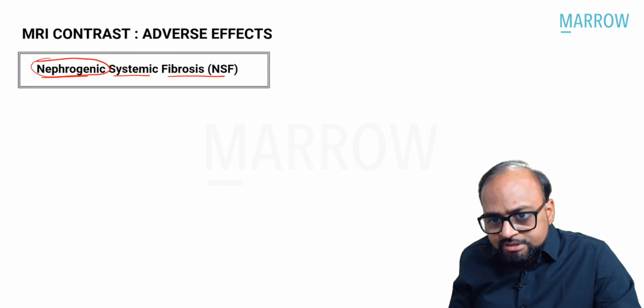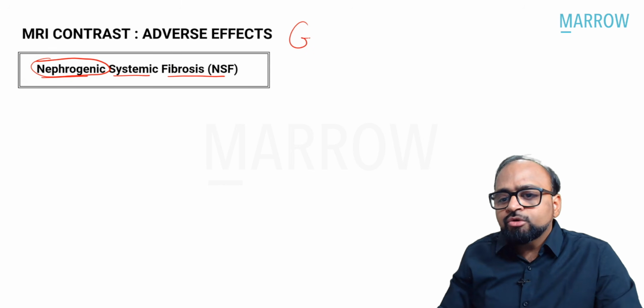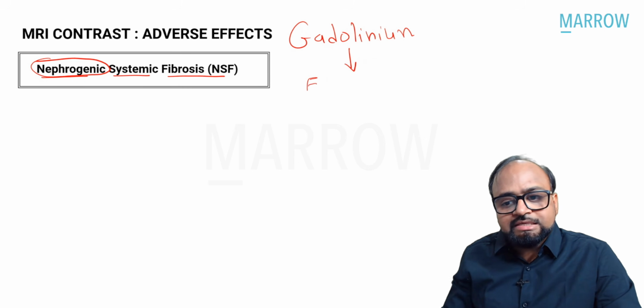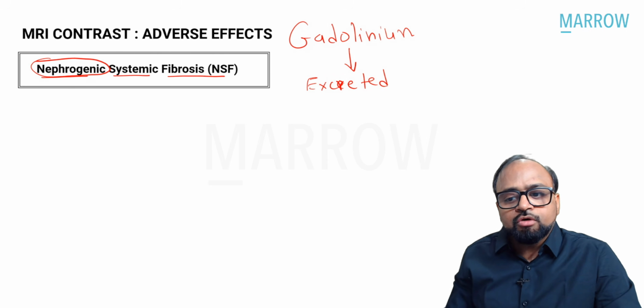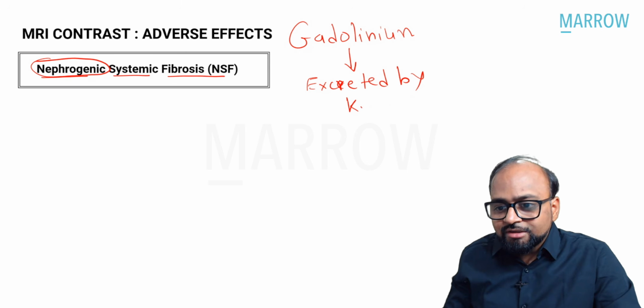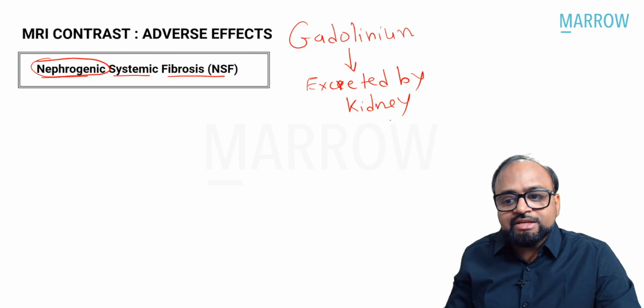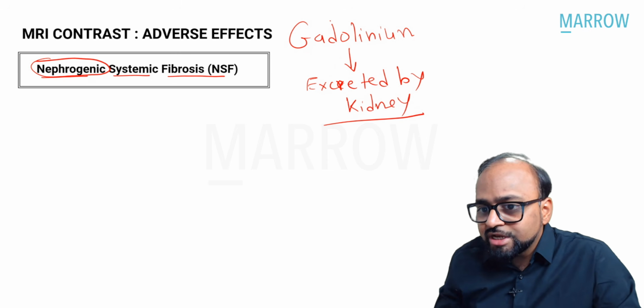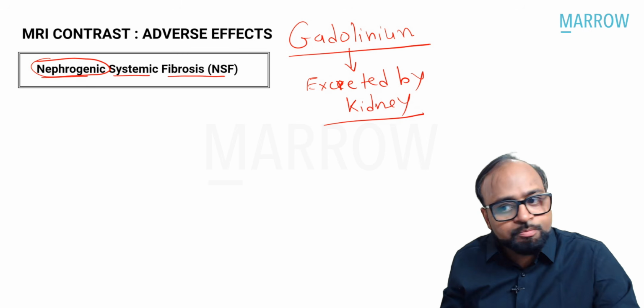So what happens basically here is that when you administer gadolinium as a contrast agent, this gadolinium is excreted out of the body by the kidneys. And when there is renal failure, will gadolinium be excreted out? No. So this gadolinium stays in the body for a very long period of time.